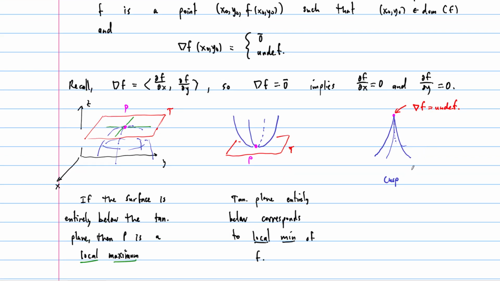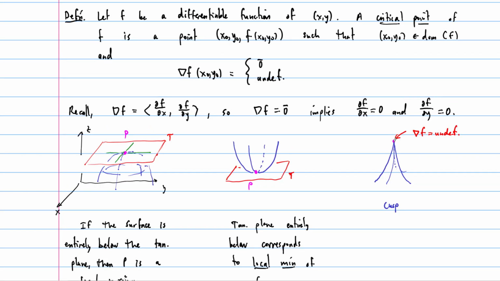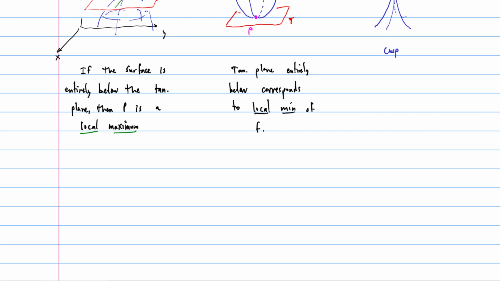So this is called a cusp. The way I've drawn this one is still a local maximum. If I drew this upside down, it would become a local minimum. So there's an example of gradient undefined, so it's still a critical point, and it is a local max in this case, or it could be a local min if this picture is flipped upside down.